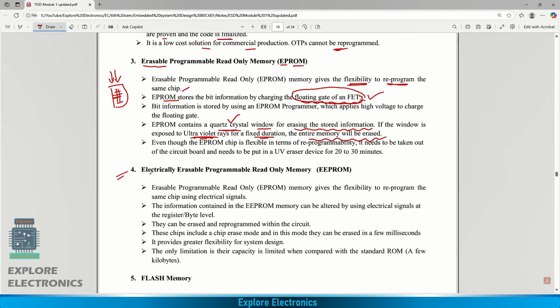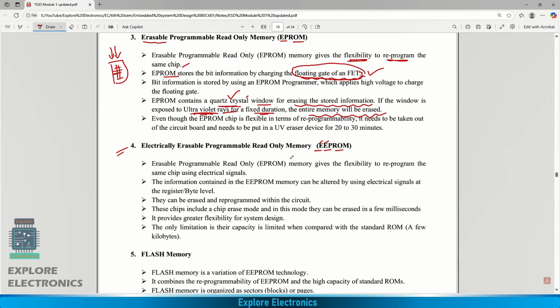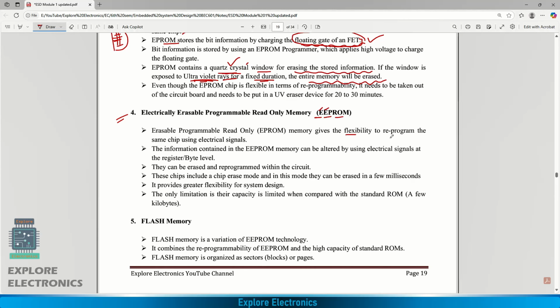Then comes electrically erasable programmable read-only memory. In the earlier one, we used the quartz crystal window as well as UV rays to erase. Electrically also we can erase the things, that is electrically erasable, which gives flexibility for reprogramming again. It can be erased and reprogrammed within the circuit. Electrical signals are there, at register level or byte level, and we can use them for alteration, right?